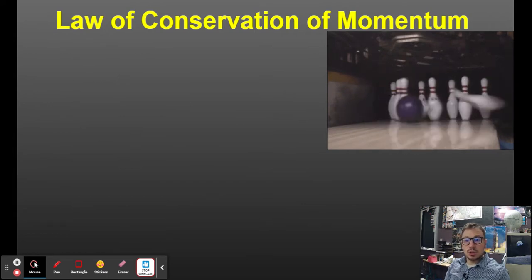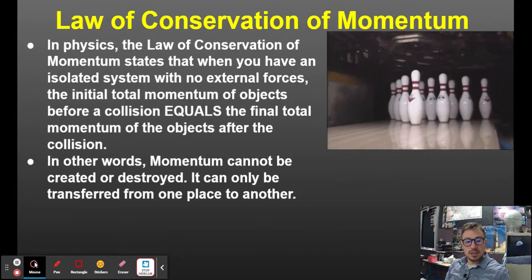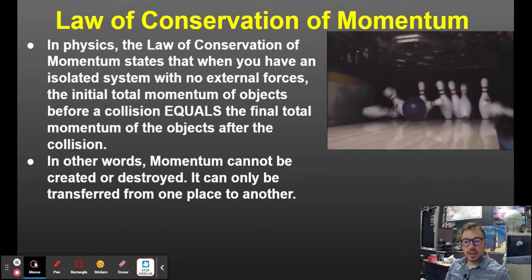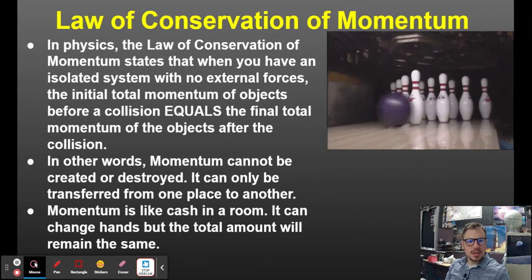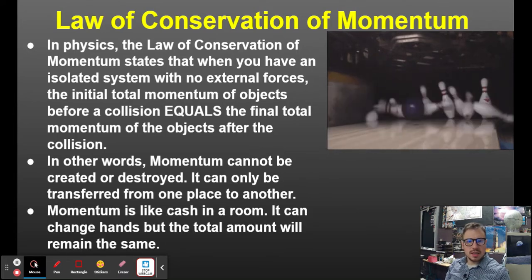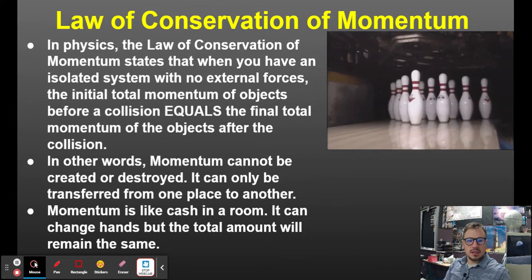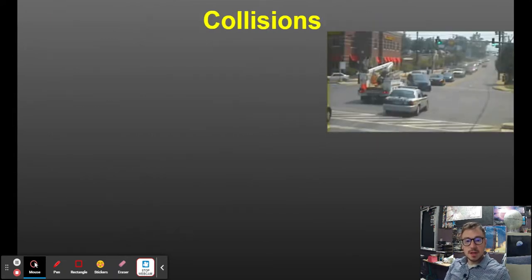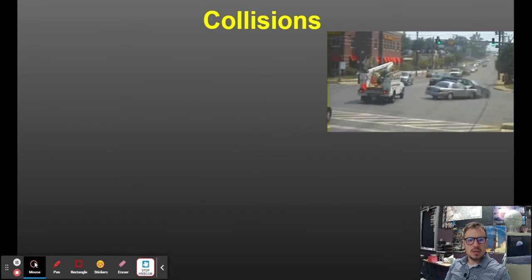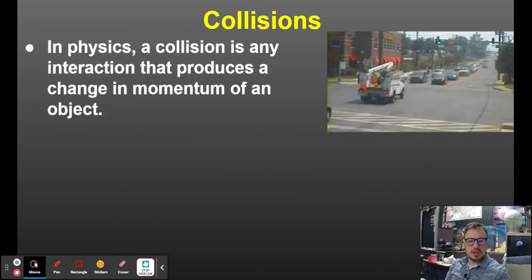So we learned about the law of conservation of momentum. In other words, momentum cannot be created or destroyed. It can only be transferred from one place to another. So momentum is like money in the room. It can change hands, but the total amount must remain the same. So then we talked about collisions, right? What is the transfer of the momentum?